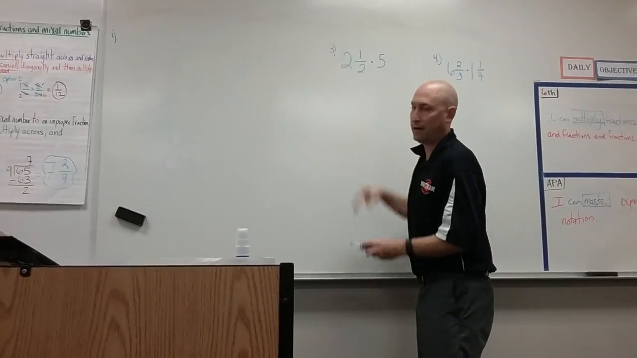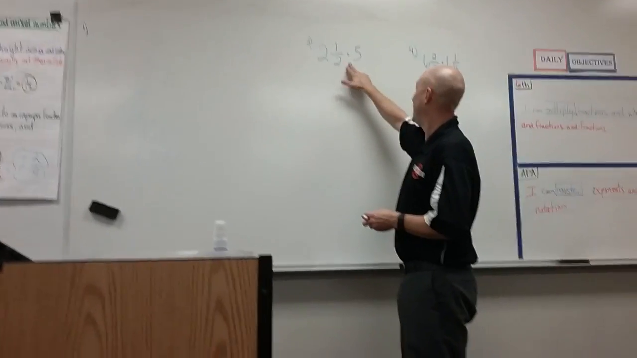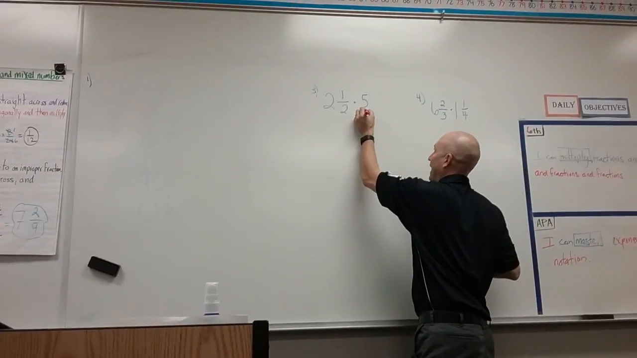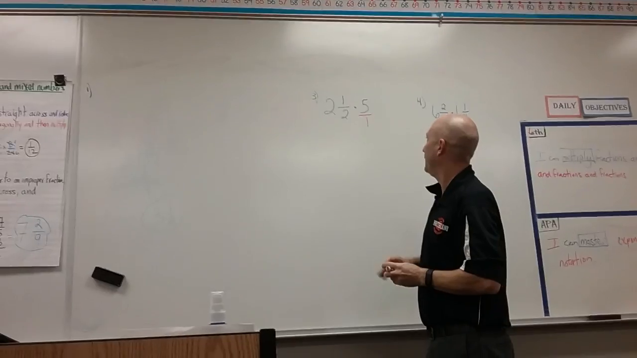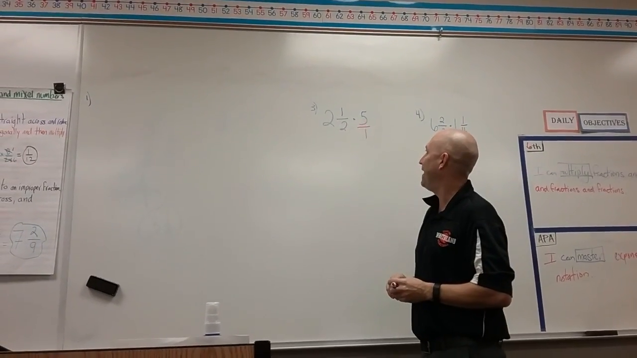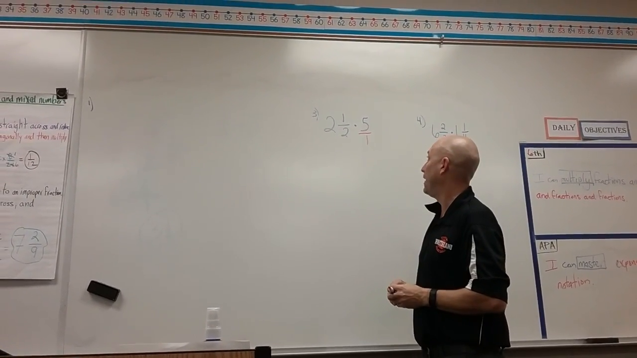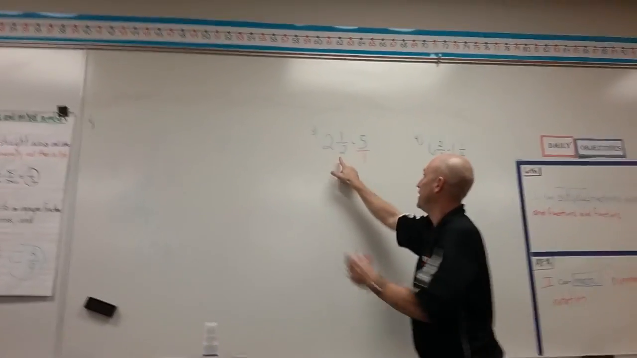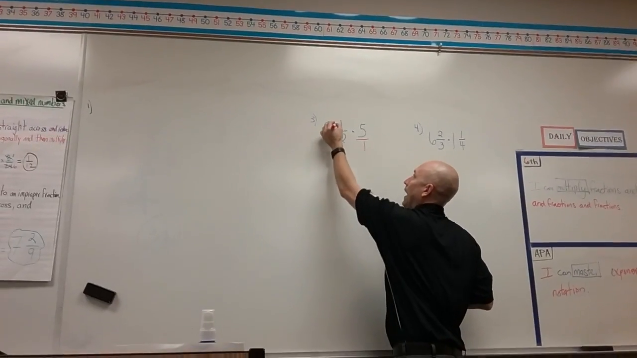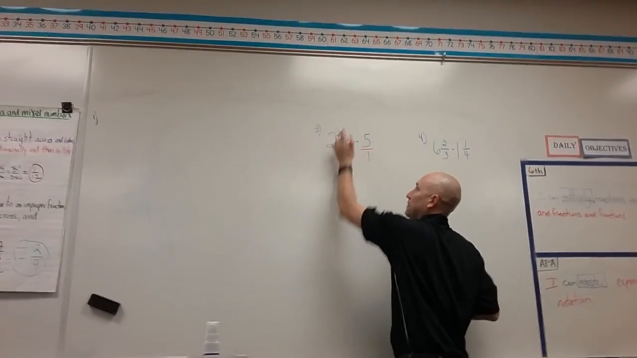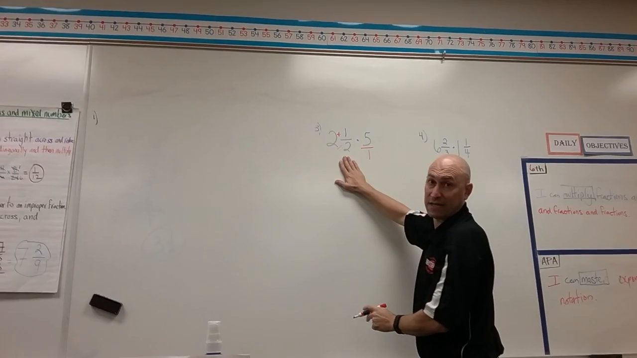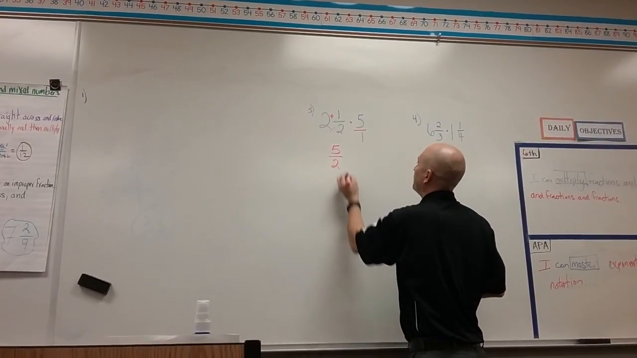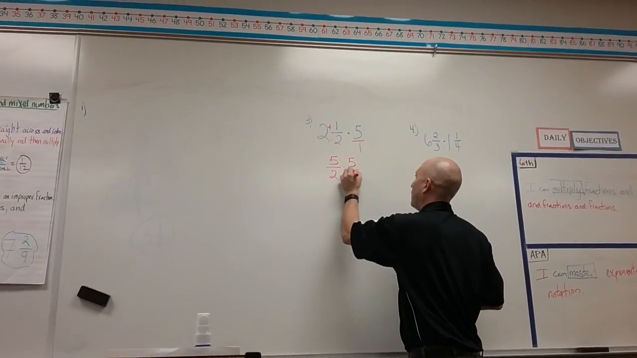So in my first example here, I've got 2 and 1/2 times 5. Well, we know that 5 is the same as 5 over 1, so I'm going to put a 1 under there. Now I have to convert this to an improper fraction. I'm going to take my denominator times my whole number, so 2 times 2 is 4. I'm going to add the numerator to make that 5, and I always keep the denominator of 2. So this becomes 5 over 2 multiplied by 5 over 1.